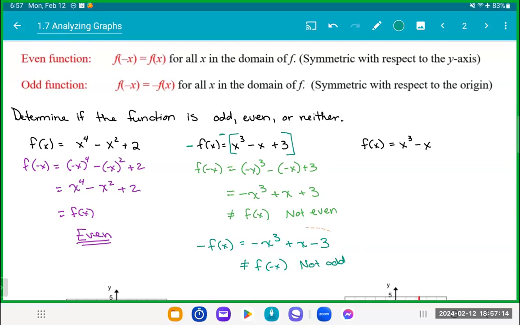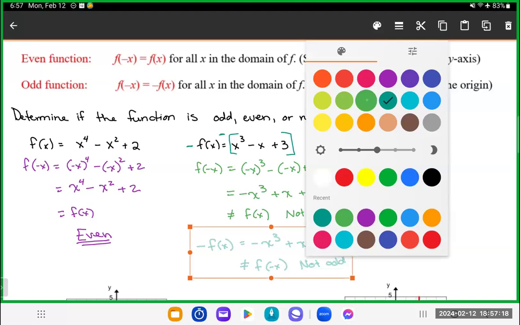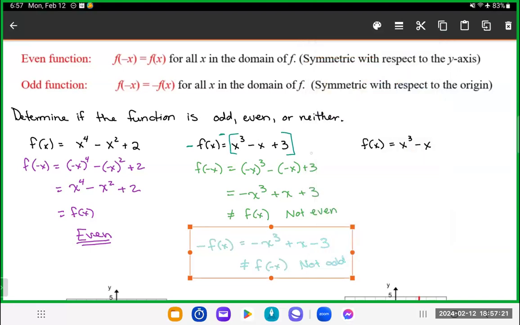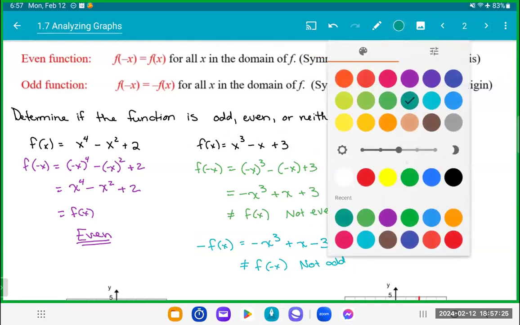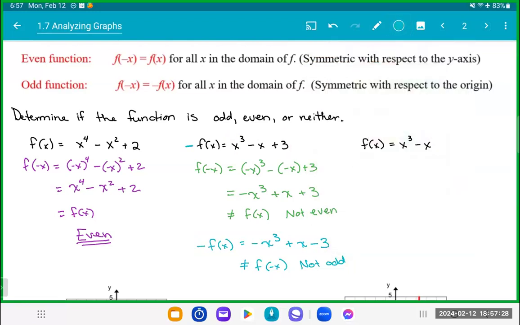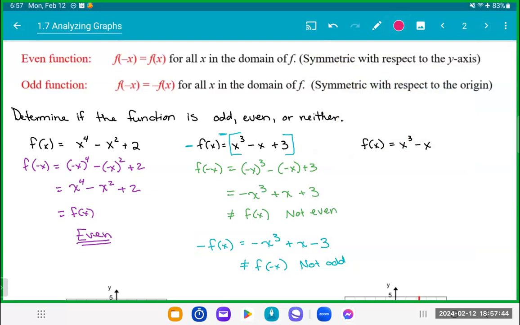I'm going to change the shading of this a little better. Okay. So this problem here, we would say is neither. It's neither odd nor even. Okay. Question.